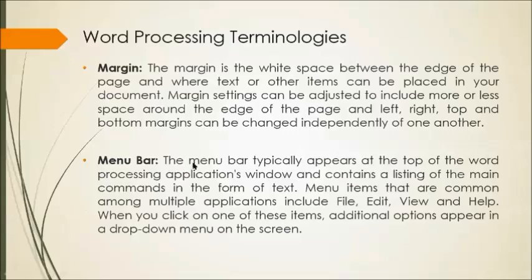Next we have the menu bar. It typically appears at the top of the word processing application's window and contains a listing of the main commands in the form of text. Menu items that are common among multiple applications include file, edit, view, and help. When you click on one of these items, additional options appear in a drop-down menu on the screen.